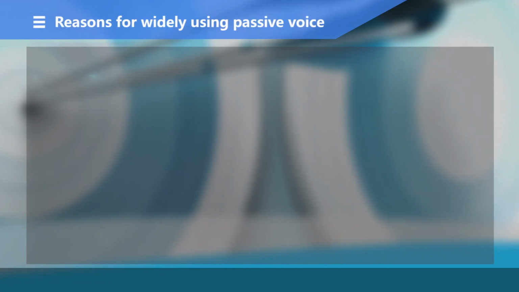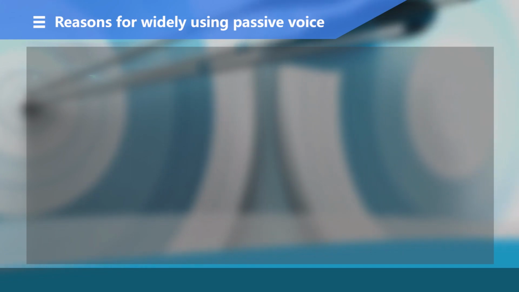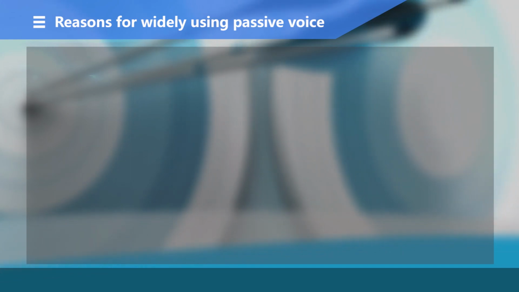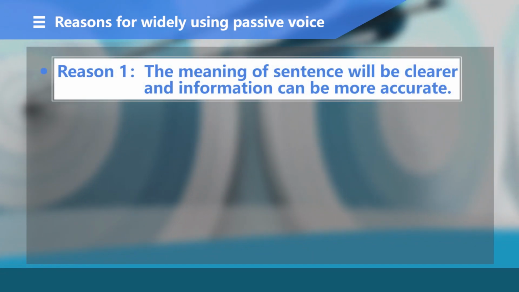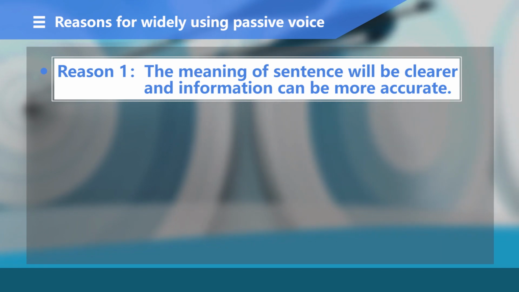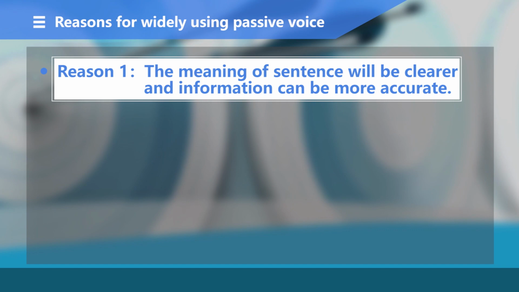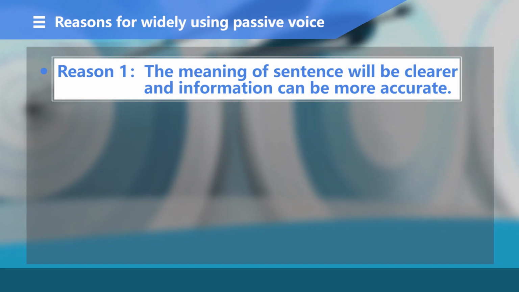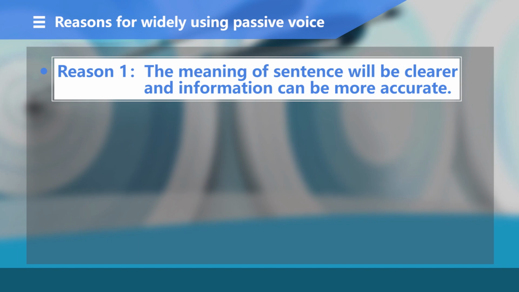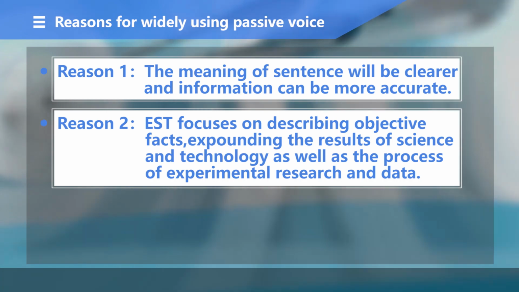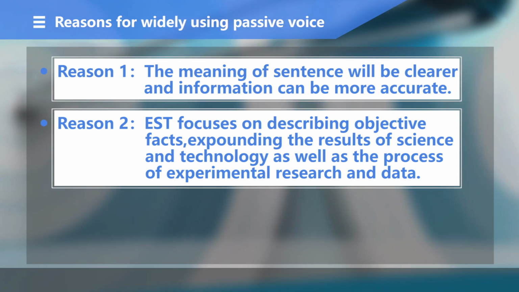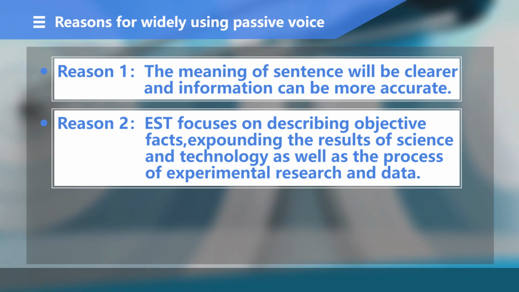Let's talk about the fourth point, reasons for widely using the passive voice in EST. Usually, there are several reasons. Reason 1, the meaning of a sentence will be clearer and the information can be more accurate. Reason 2, EST focuses on describing objective facts, expounding the results of science and technology, as well as the process of experimental research and data.